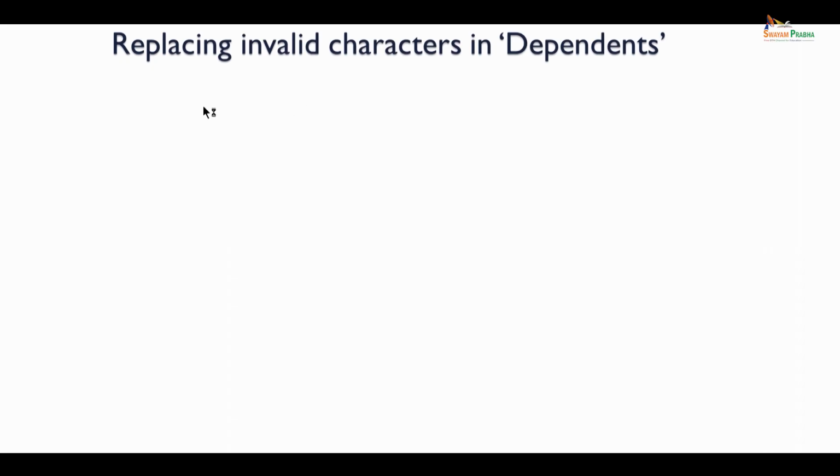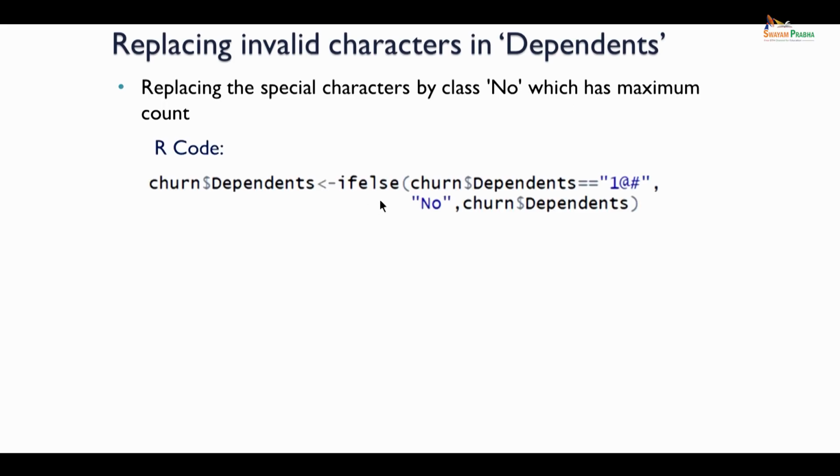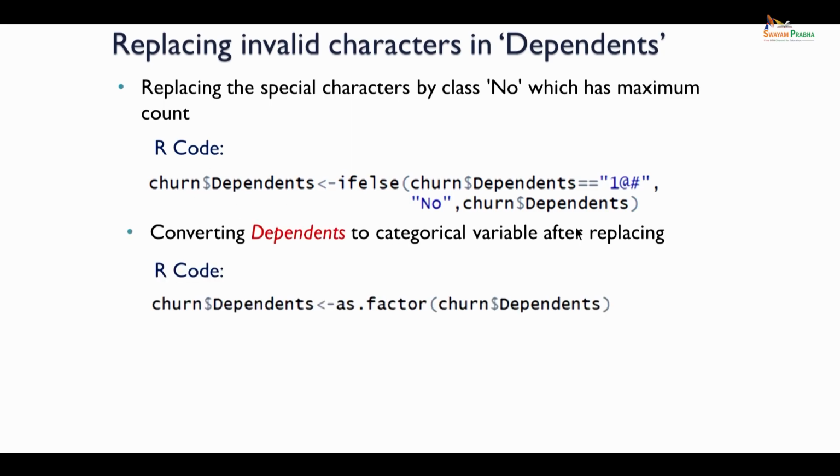Now we are going to replace the invalid characters in dependents. That is, we are going to replace the special characters by class no, which has the maximum count. For that, we are going to use the if else function. The condition is: from the data frame churn, wherever the dependents column has the special character 1 at the rate of hashtag, replace them with no, otherwise retain the existing values. Now I am saving that to the existing variable dependents from the data frame called churn. So, now we have replaced the inconsistent characters.